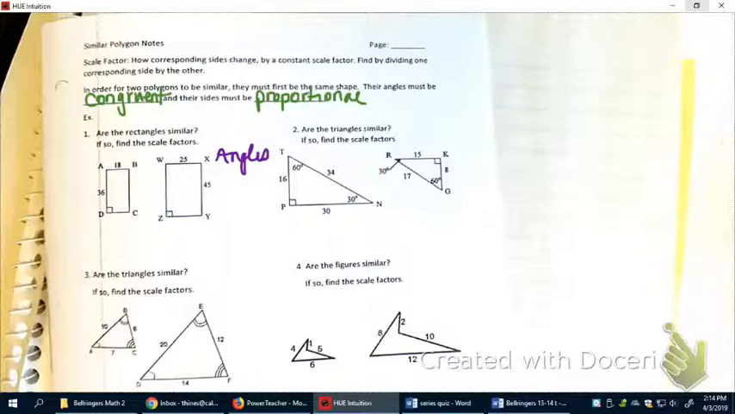Yes. So are the angles the same? Yes, angles are the same. I'm going to put a check there. Now I'm going to check the sides. Okay, what side does 36 correspond to? 45. What side does 18 correspond to? 25. What about the other two sides that they did not give me?